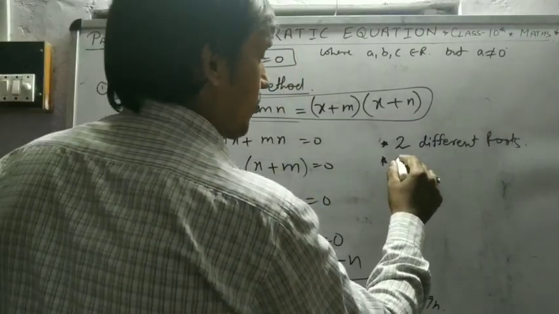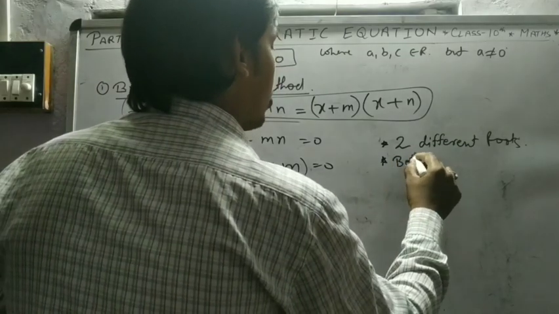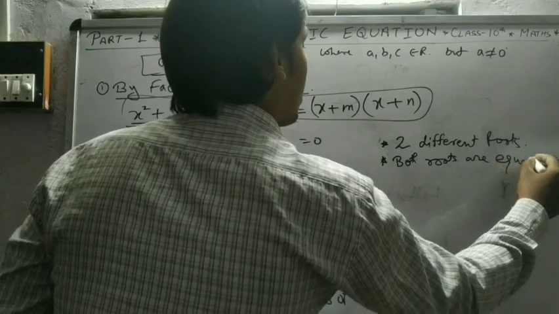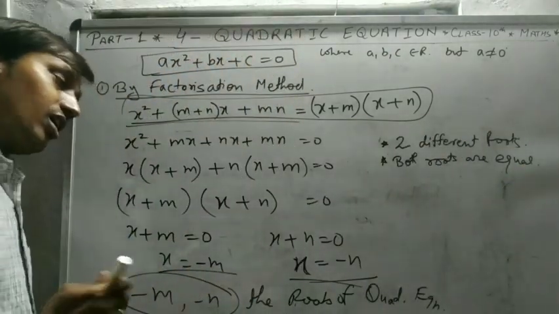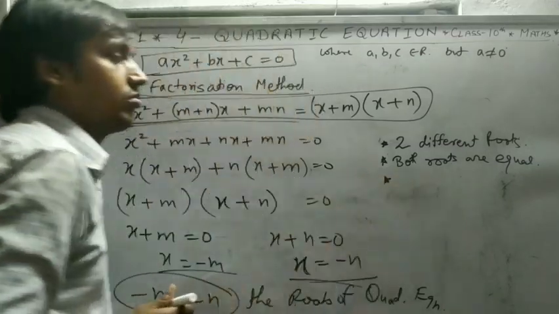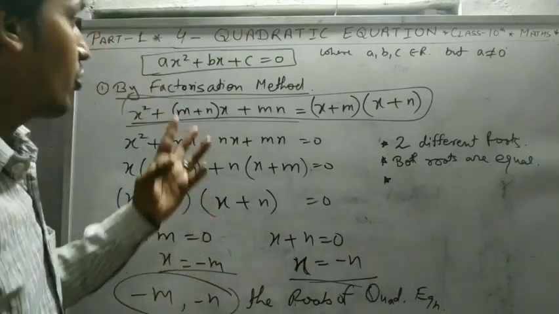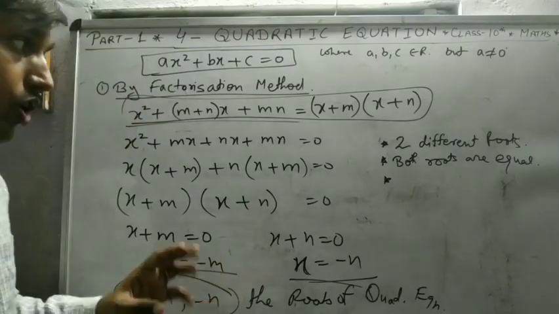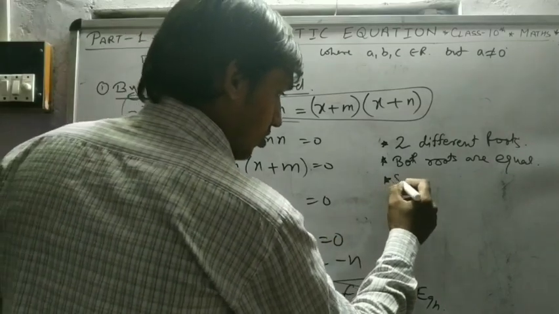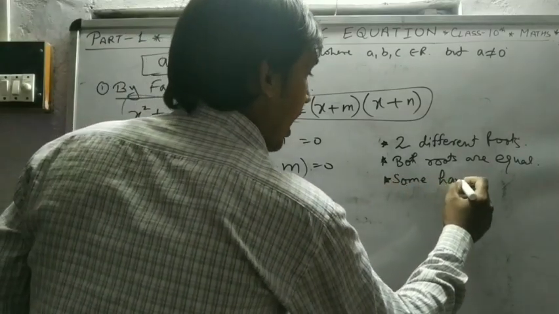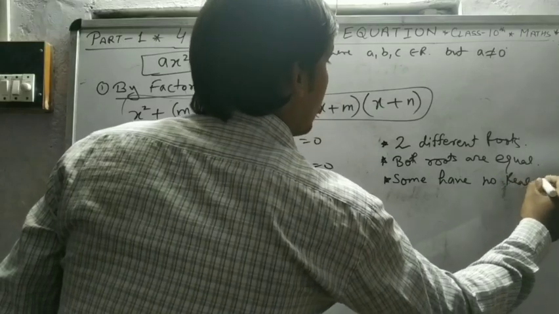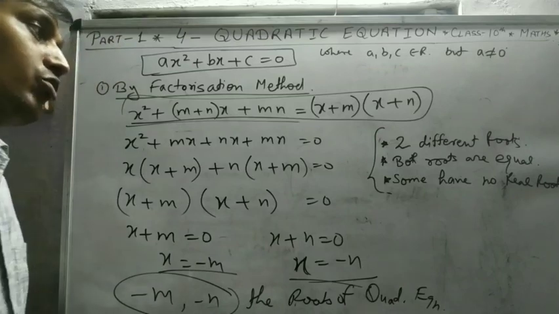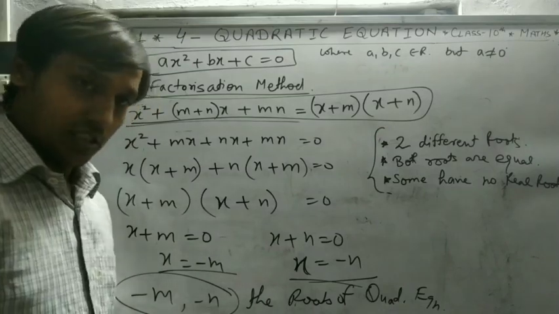Second, both roots are equal. But there is one more case. Some quadratic equations have no real roots. So some have no real roots. These are the three types of roots we can get when solving the equation.